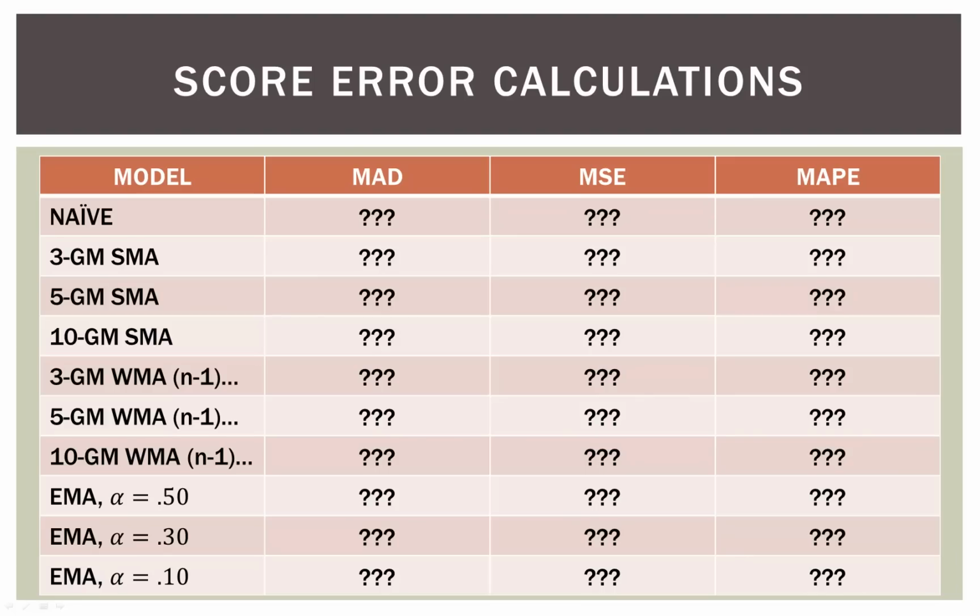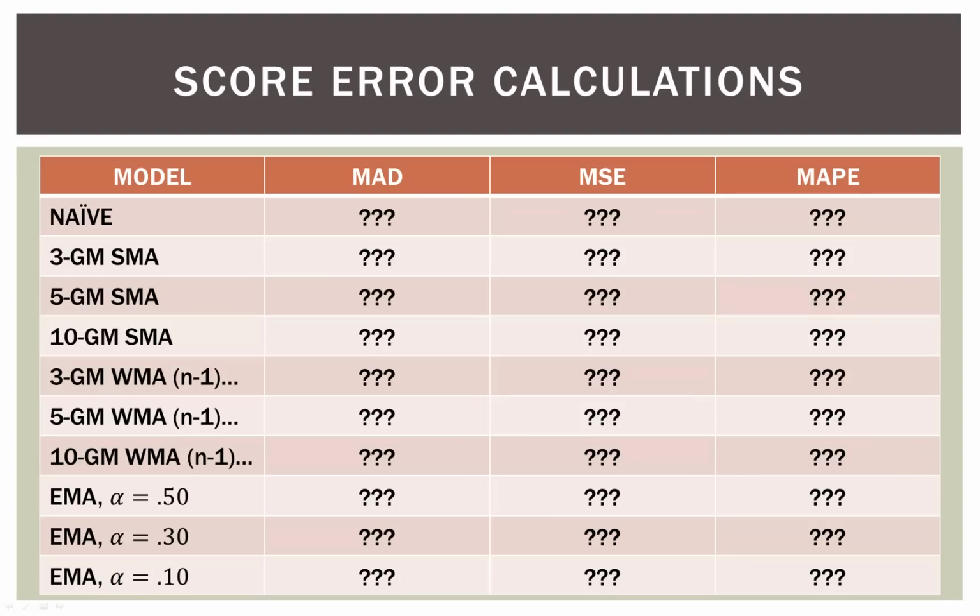Now what does that n-1 mean there? That means that the weightings are going to be linear. So for example, for the 3 game weighted moving average, I'm going to give the most recent period, or the most recent game, a weighting of 3, the game before that a weighting of 2, and the game before that a 1. For the 5 game weighted moving average, it'll be a weighting of 5, weighting of 4, 3, 2, and 1.